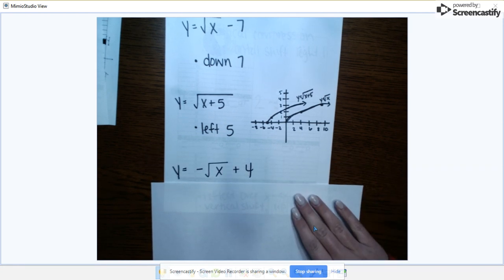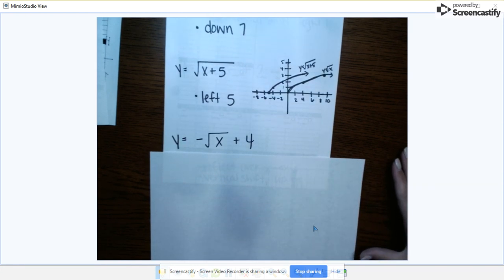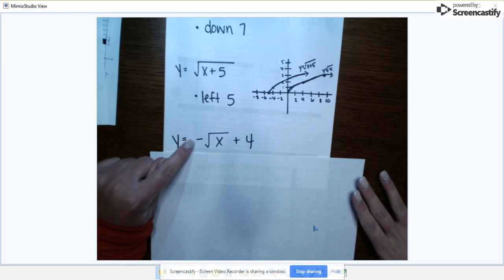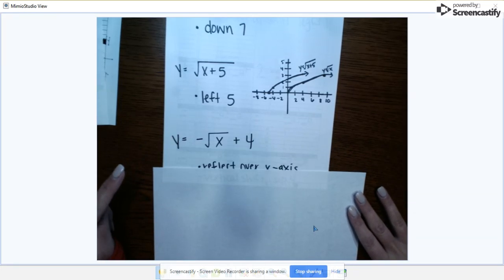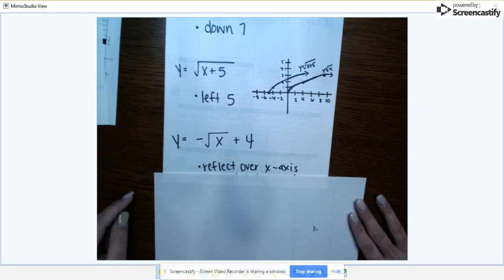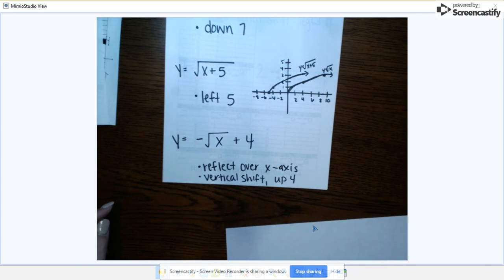Okay, here's another function. We have y equals negative square root of x, plus 4. This time we're going to have two transformations going on in the same equation. I always move left to right, so this negative is on the outside of our function, so it's going to be a reflection over the x-axis. And then we have this plus 4 on the outside, so vertical shift up 4 units.